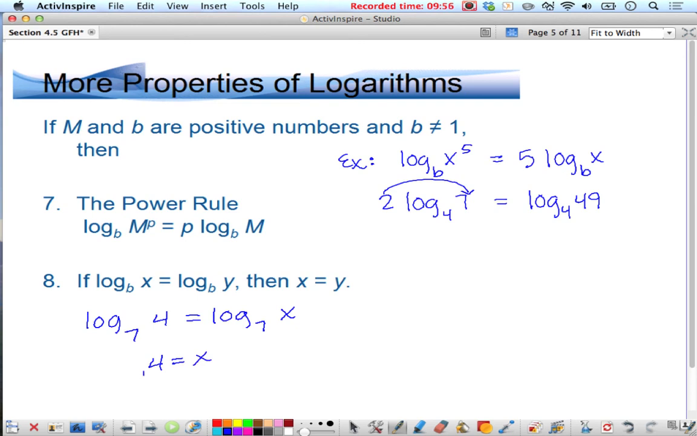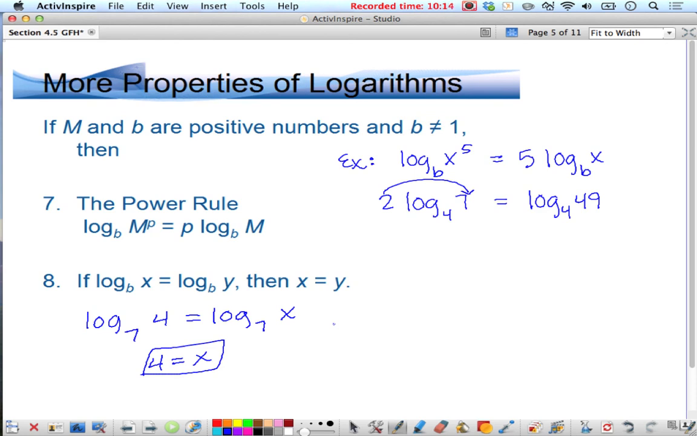So some people say, as long as you have a single log equal to a single log and the bases are the same, you can just pretend the logs aren't there. And you can solve it that way. Even if there's a coefficient? No, they would have to be a single log.